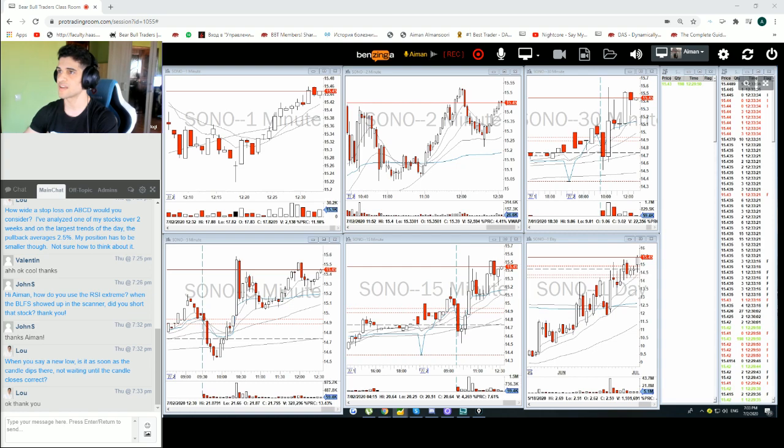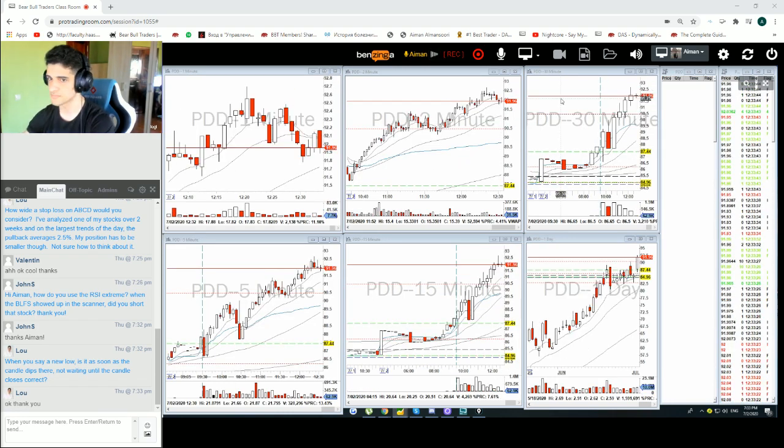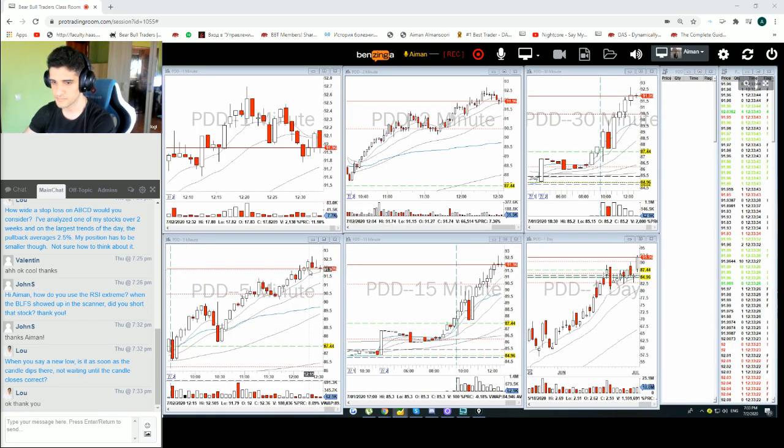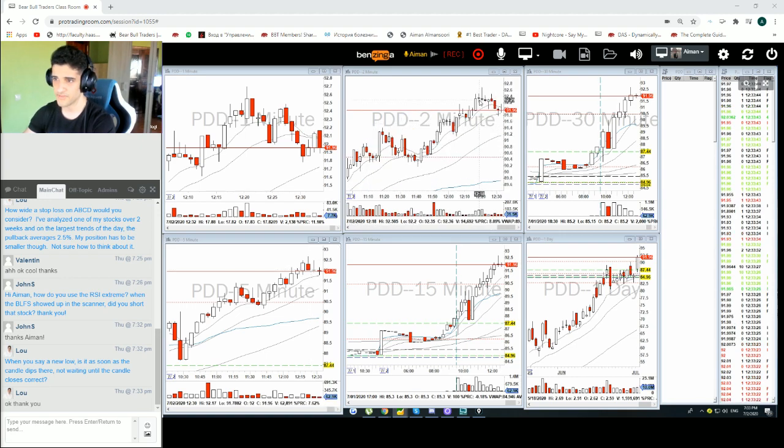Let's see what we have in the scanners. Nothing there and nothing there. Okay, let's see what PDD did. I wouldn't have caught this one. Yes, it's going to the upside, not so extended from the 9 to the 5, and yes, it's reversed to the 9 to the 5, but I can tell you why I wouldn't take this reversal right here.